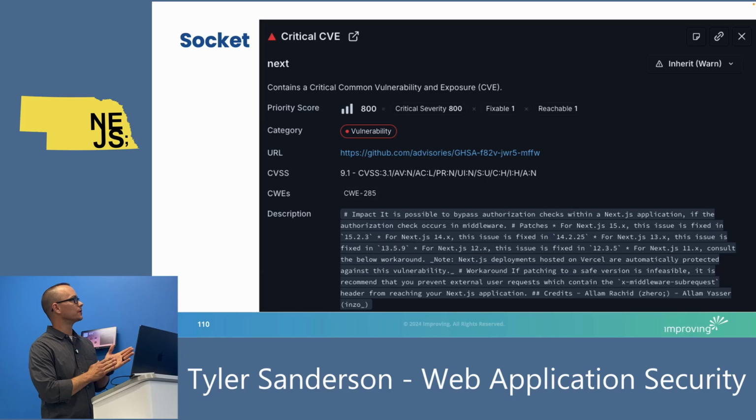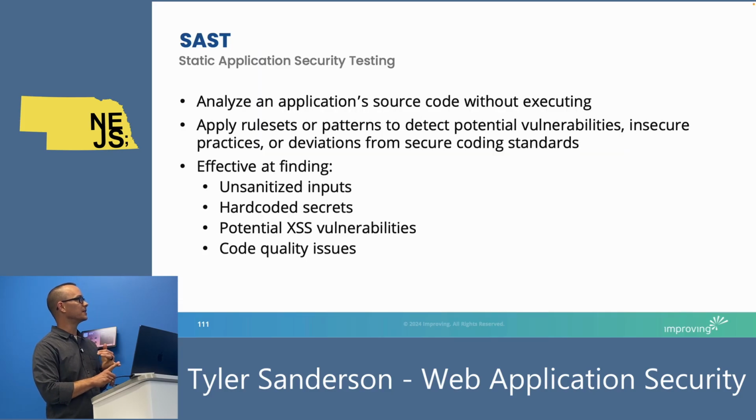The next set of tools are SAST, or Static Application Security Testing. So the previous one scans our dependencies. This one scans our code. So our code base will get scanned by these. These are effective at finding unsanitized inputs, hard-coded secrets, potential cross-site scripting vulnerabilities, and there's a lot of them that'll help with code quality too.